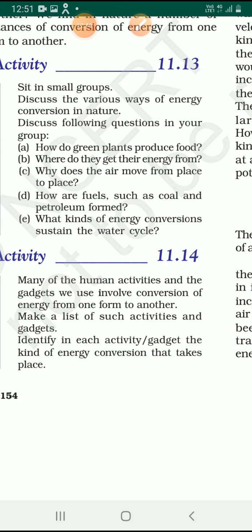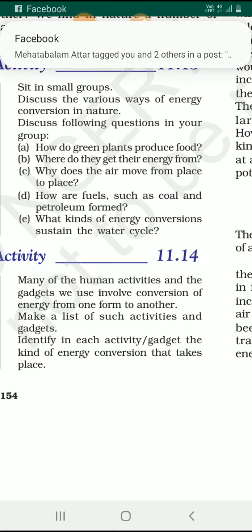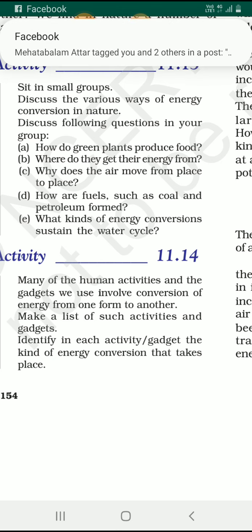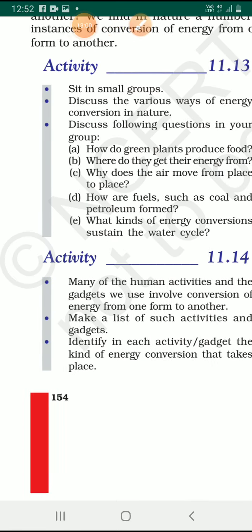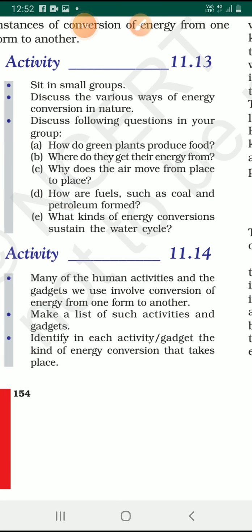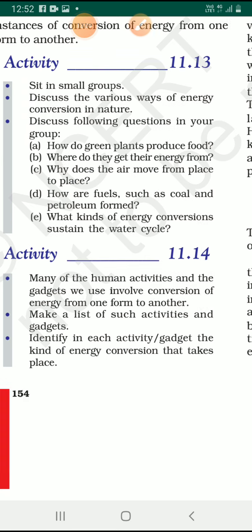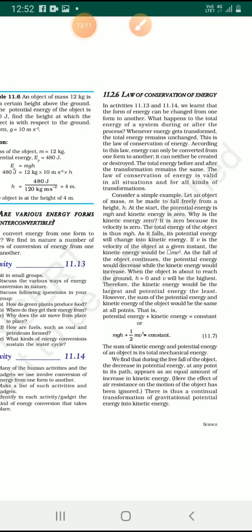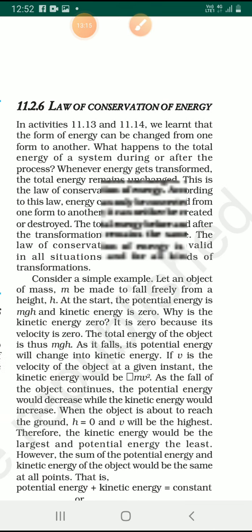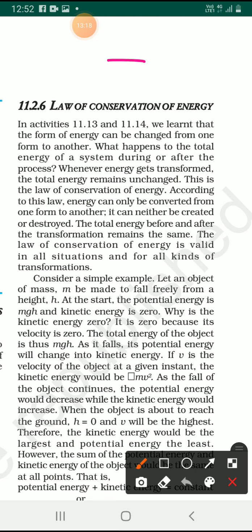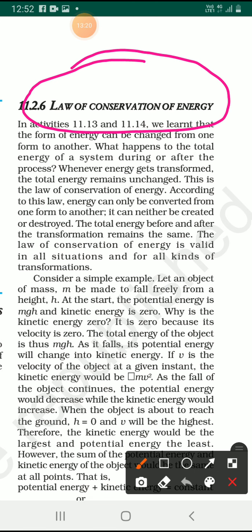Just now I told you, for example, in the mixie, electricity is converted into mechanical energy. In a light, electricity is converted into light energy. In the iron box, electricity is converted into heat energy. In this way, interconversion of energy takes place. Now we can state the law of conservation of energy. Let me tell you very simply what we mean by this law.